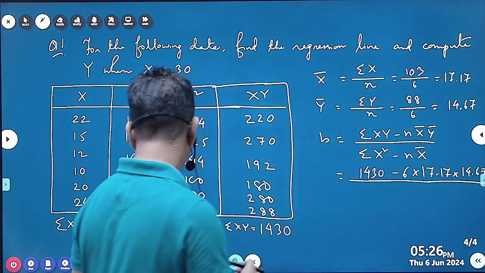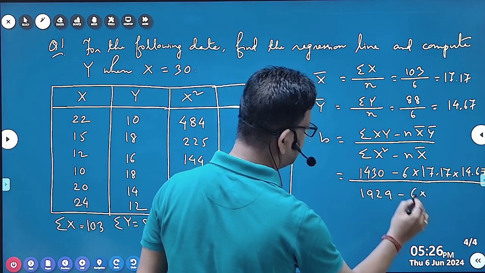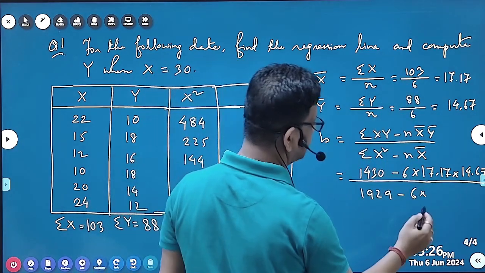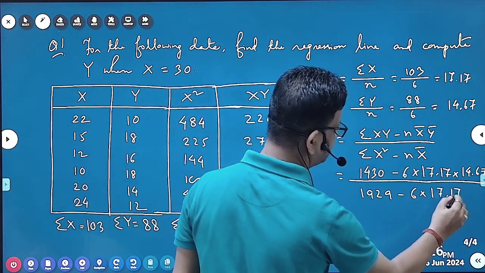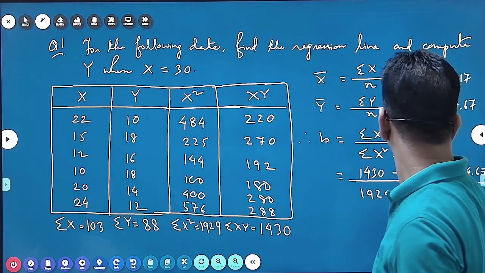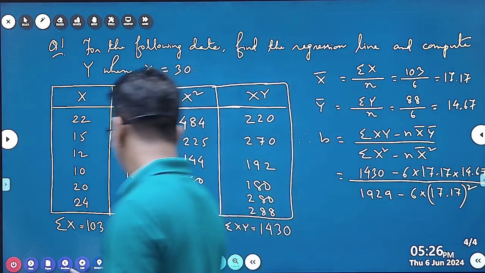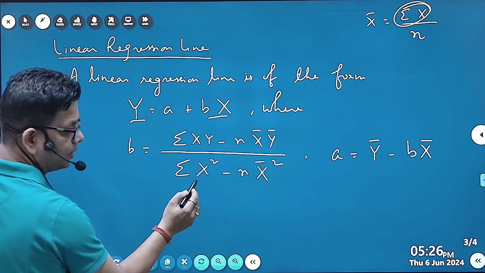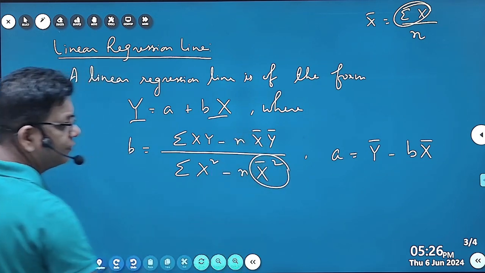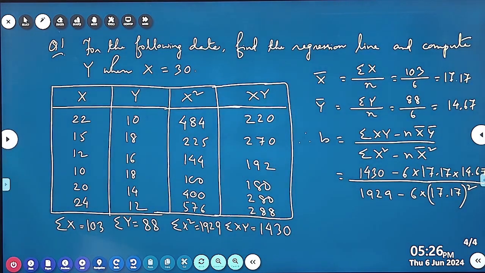Divided by summation of x square, which is 1929, minus n, which is 6, multiplied by x bar, 17.17. Please do the calculation. Sorry, this is x bar square. Look at the denominator, x bar square. So here that means 17.17 whole square. Summation of x square, but n multiplied by the mean of x, squared. Getting it? Find b.